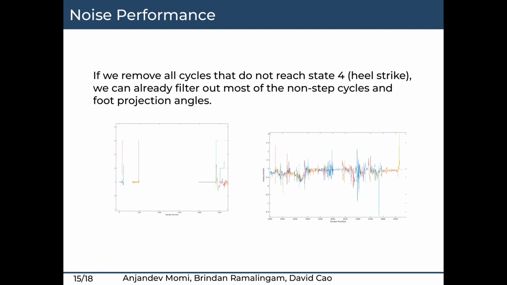If we zoom in on one of these noise steps, we are in state 2, push-off, for only 10 milliseconds. It's impossible for a person to move this fast. As such, if we add more filters for the minimum time in each phase, we can remove these remaining noise steps as well.